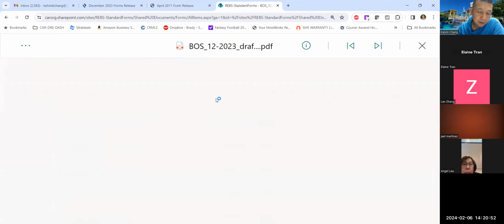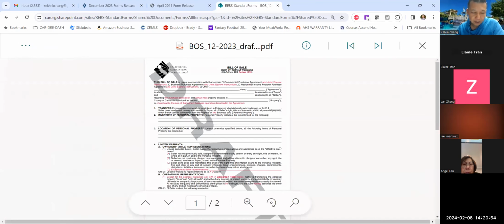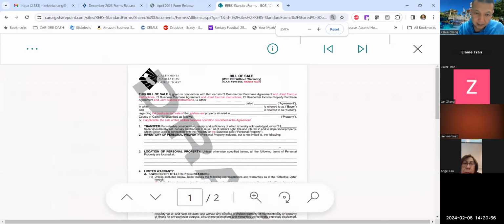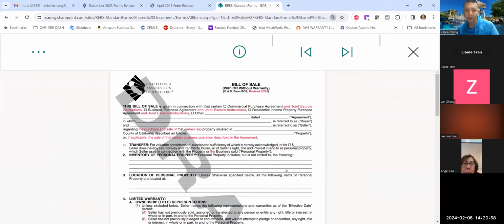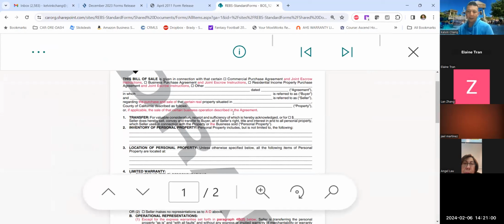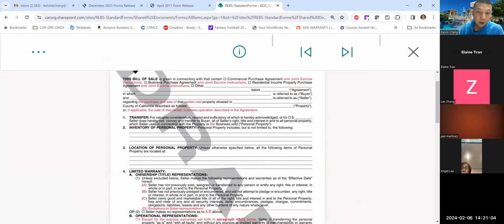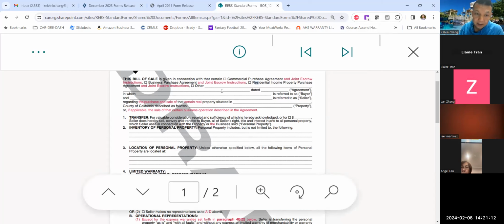And if you've never used this form, I want to teach you that there is what's called purpose for this. Now, this is most often used in commercial or businesses, but this still could be used for an income property or a residential purchase agreement.